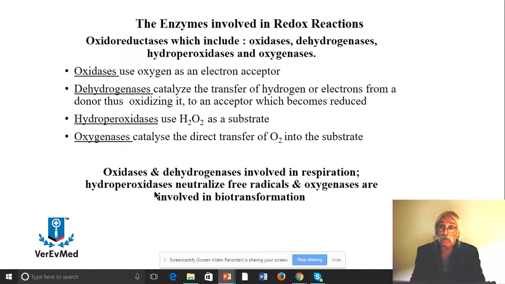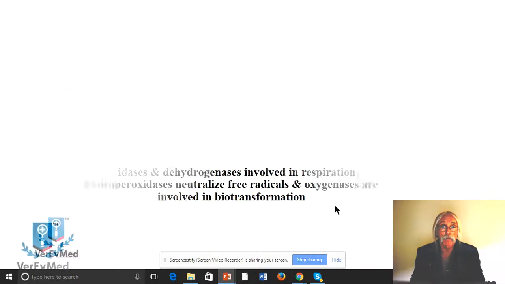Now, the hydroperoxidases, one of the things they do in the cell is neutralize free radicals. So those are good agents. Those are good players, usually. And oxygenases often also are good players. They remove xenobiotics, okay? So by oxygenating something, you can remove via biotransformation some xenobiotics, of which many are taken in the diet and from the environment.